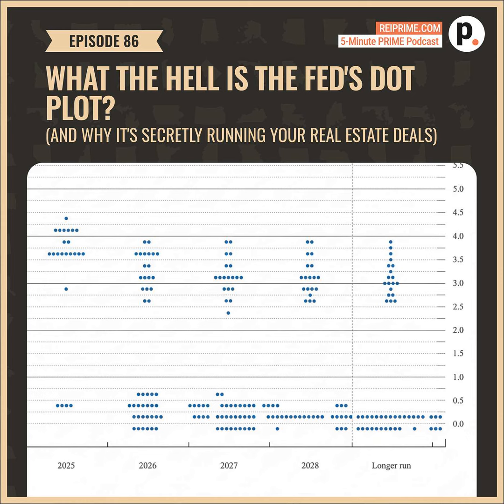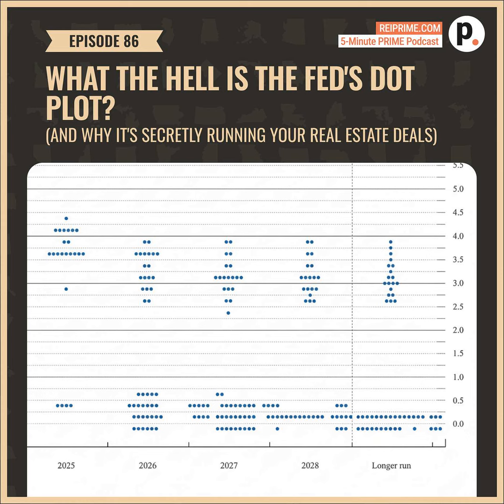But what if I told you there's a tool, a kind of secret map, that the Fed itself releases, showing us where the most powerful people in finance think rates are heading? It's not a guarantee, but it's the closest thing we have to a crystal ball, and it's something every serious investor needs to understand. Today, we are demystifying one of the most obsessed over pieces of financial data, the Fed's Summary of Economic Projections, better known as the dot plot. We'll cover what it is, where it came from, and most importantly, how you can use it to make more strategic real estate decisions.